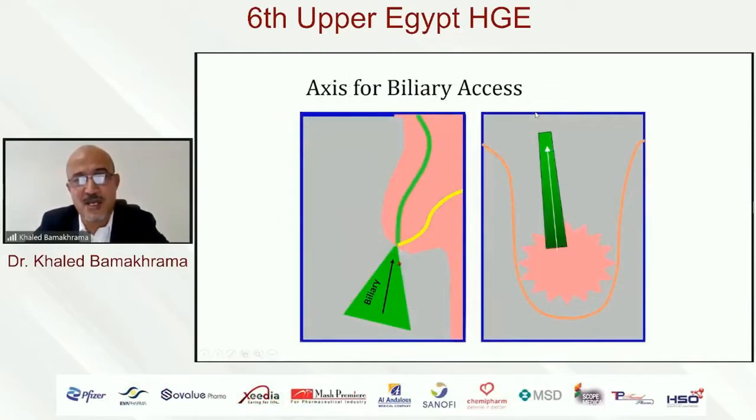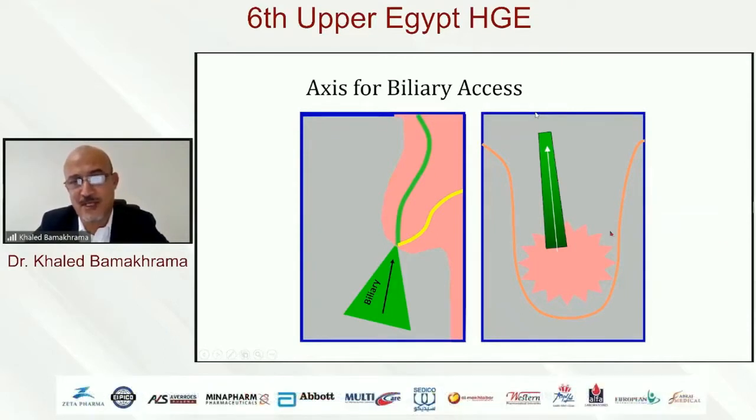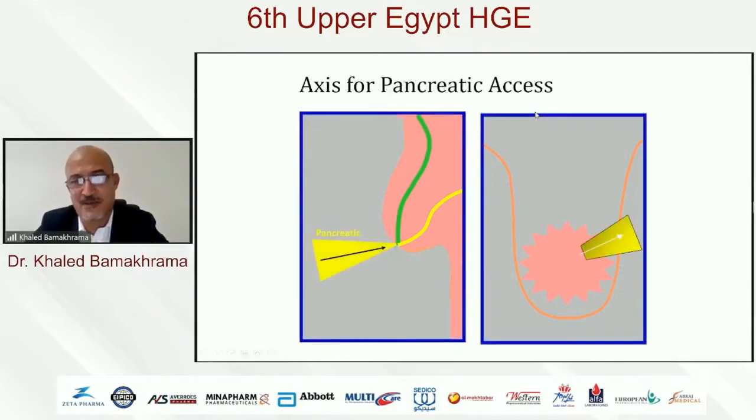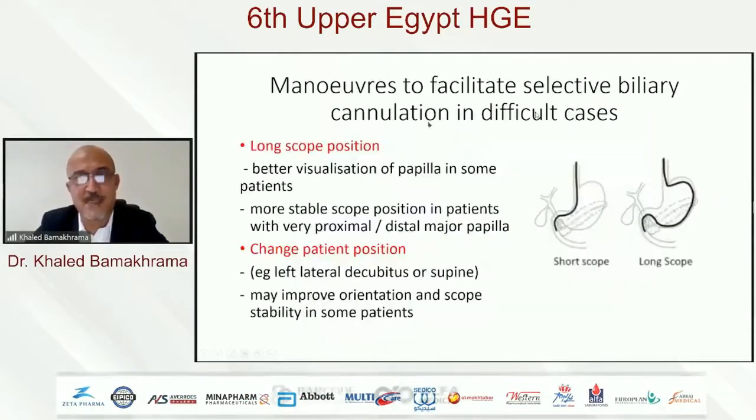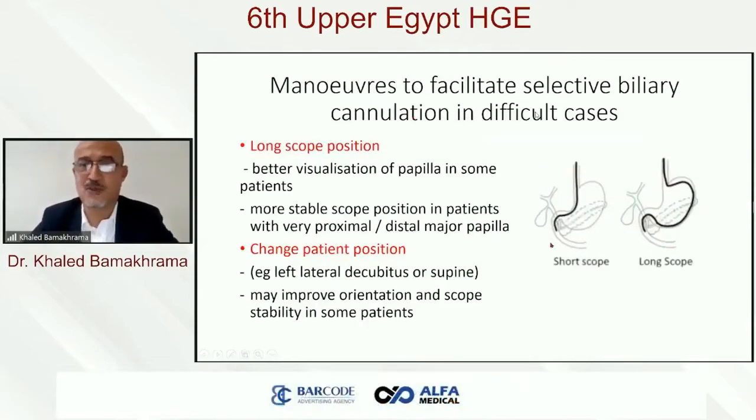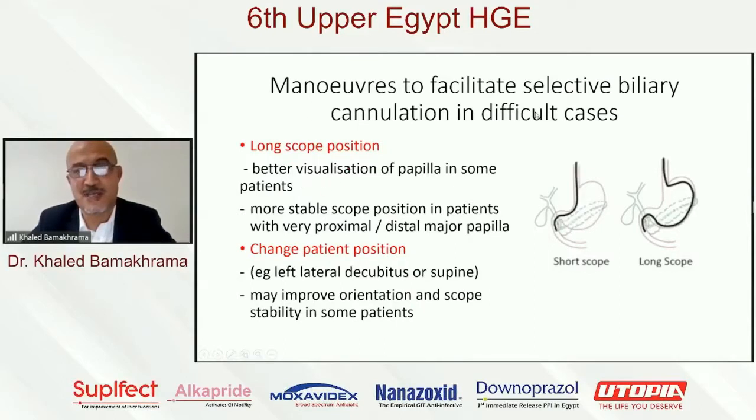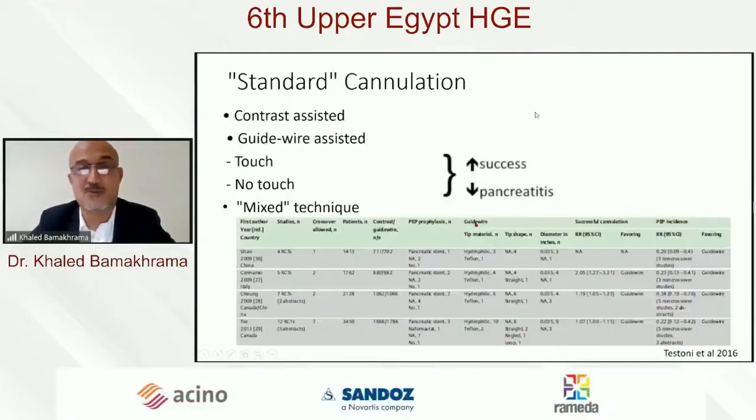Again, as I mentioned, the trajectory is vertical, and make sure that your wire most of the time goes parallel to the duodenum in the case of the CBD, while it will be vertical in the case of the pancreatic duct. Now, most of the time, we prefer the short scope position because it gives you better movement of your wheels. But sometimes you need to go to the long position, and sometimes it can give you a better position for the papilla and the cannulation. And sometimes you need to change the position from supine to left lateral, or left lateral to supine. The standard cannulations that we have are contrast-assisted and guide wire-assisted.